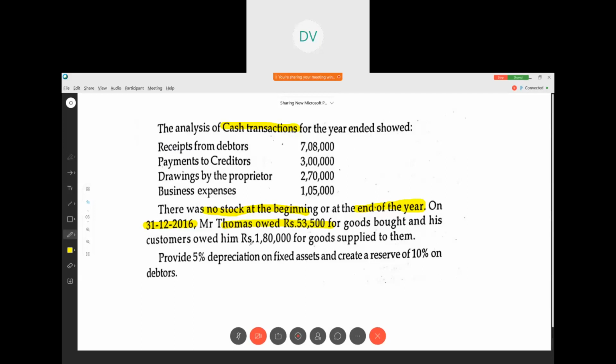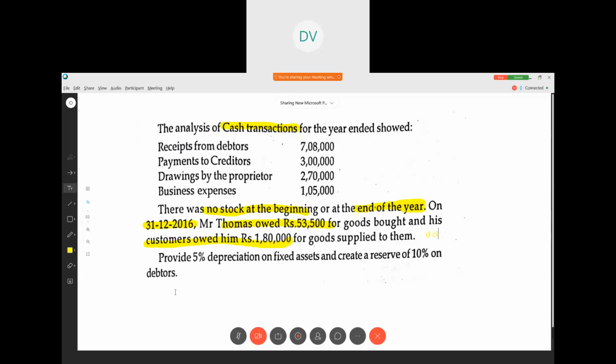His customers owed him rupees 1 lakh 80,000. See, customers owed him 1 lakh 80,000 for the goods supplied to them. That means what? This is debtors. So here this is for debtors, and closing balance. For debtors, closing balance it is. Provide 5% depreciation on fixed assets and create a reserve of 10% on debtors.